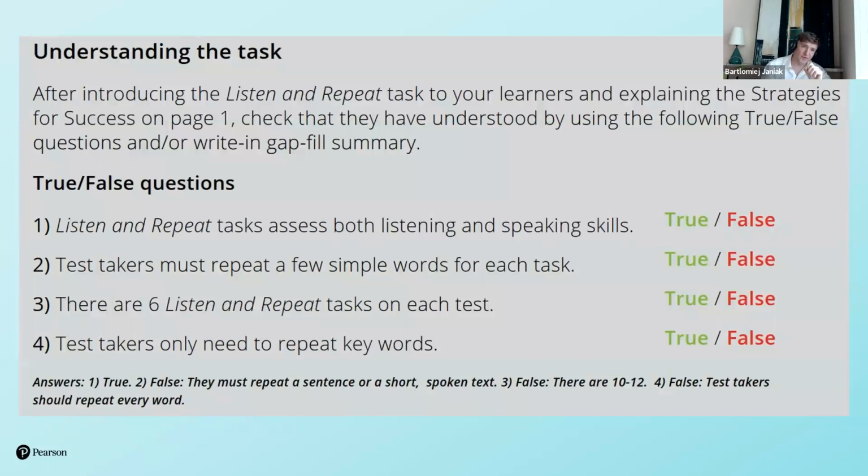The third one is also false, because there are 10 to 12 items per test of this activity. So listen and repeat, not 6. And the last one, of course, is false, because they must repeat all the words that they hear.